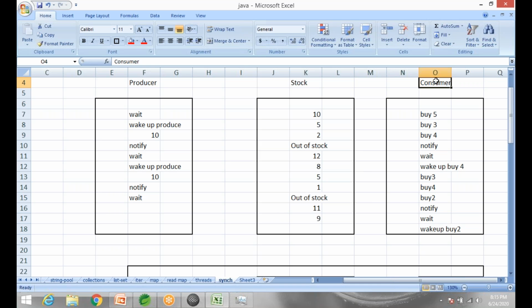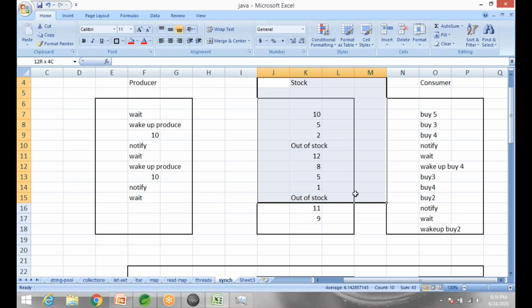Okay, remember, consumer program does not talk to producer. They are talking to this shared object. So when you say notify, you're notifying all the other programs that are waiting on stock. When you say wait, you're not waiting for producer. You're waiting for the stock object to be updated. That's what you need to remember. Okay.